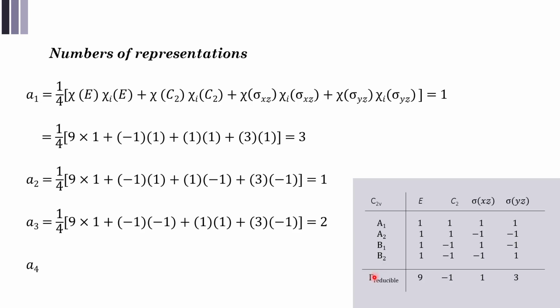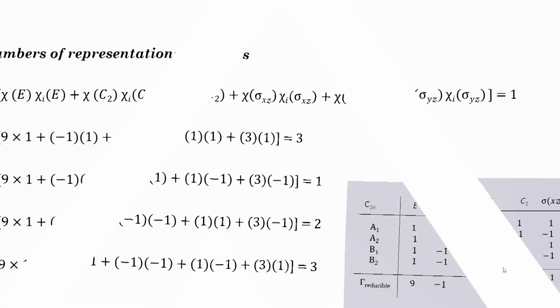Let's talk about B2. So that is 1 by 4 here. I will talk about B2. So 9 into 1 is 9. Minus 1 into minus 1 is plus 1. Then 1 into minus 1 is minus 1. And 3 into 1 is plus 3. And that gives a total of 3.